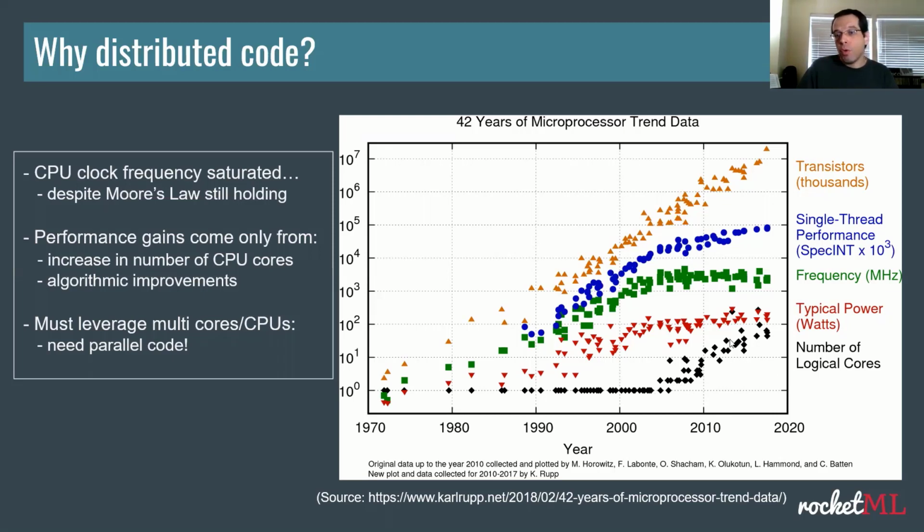However, look at the black curve. The number of logical cores in these microchips has been going up at least since 2005, exactly when the clock frequency started to stagnate. And they probably realized that the only way to keep up the performance is to parallelize, to increase the number of cores.